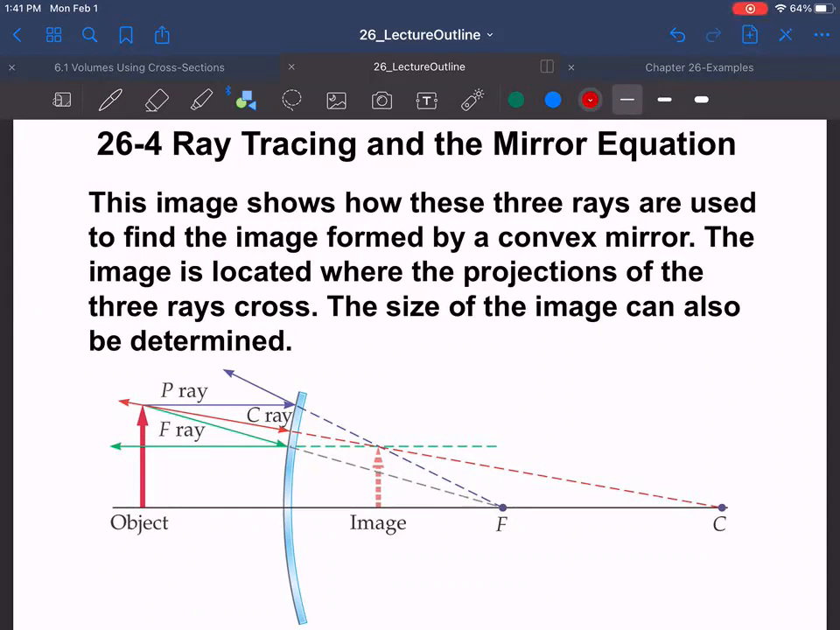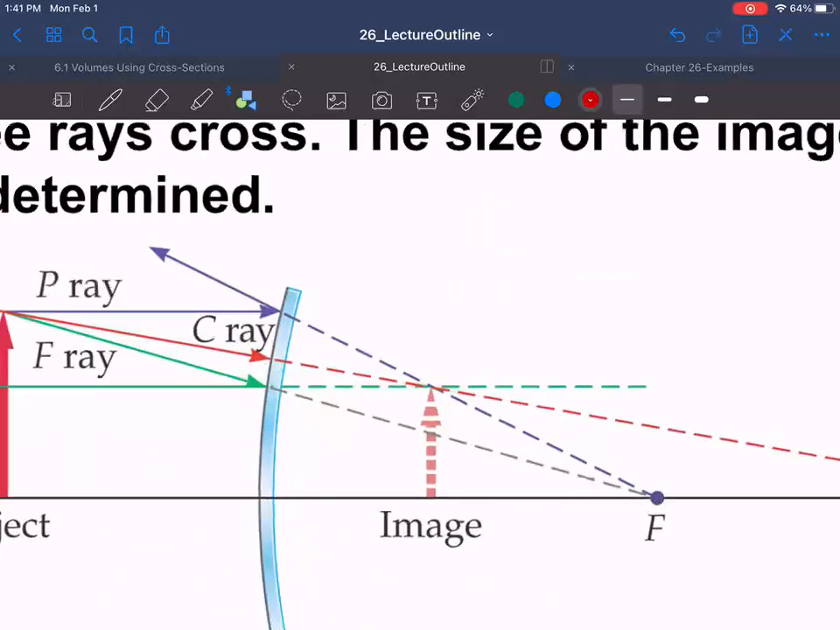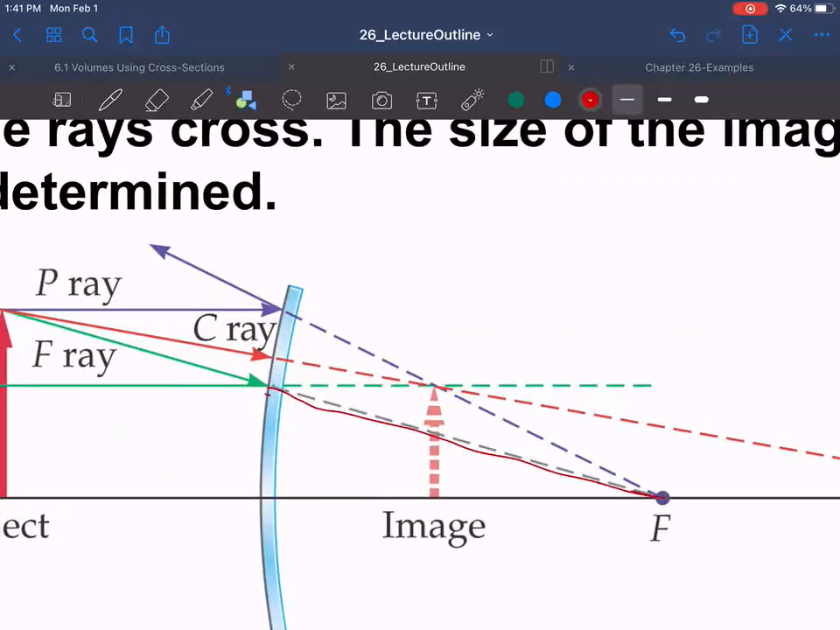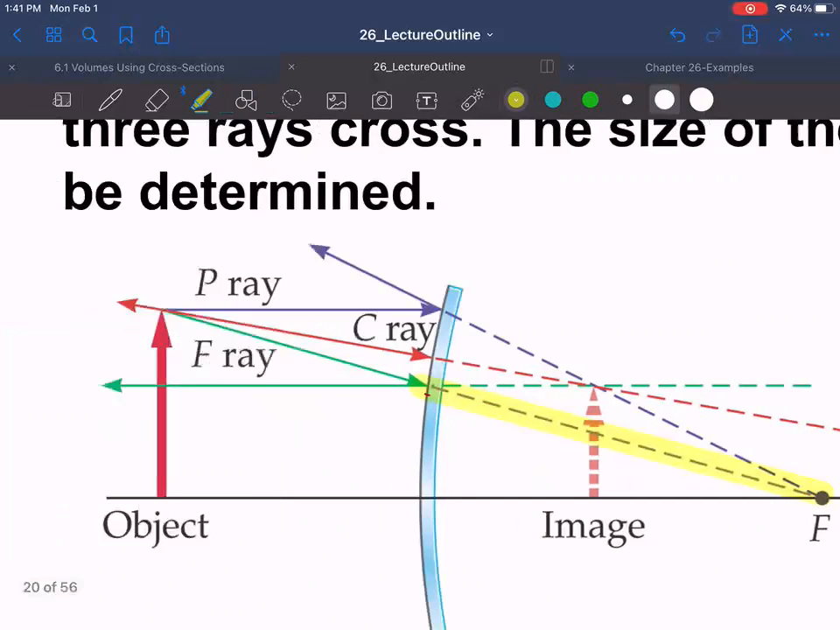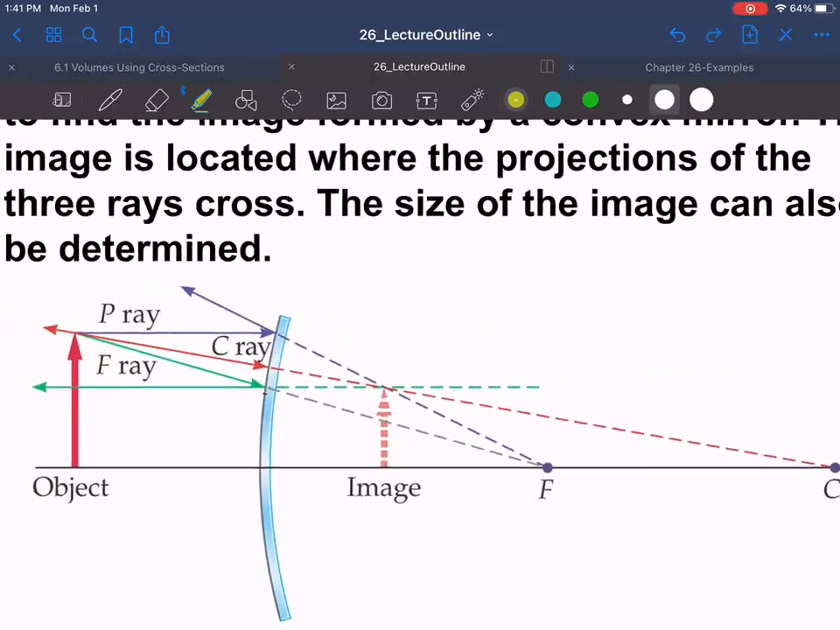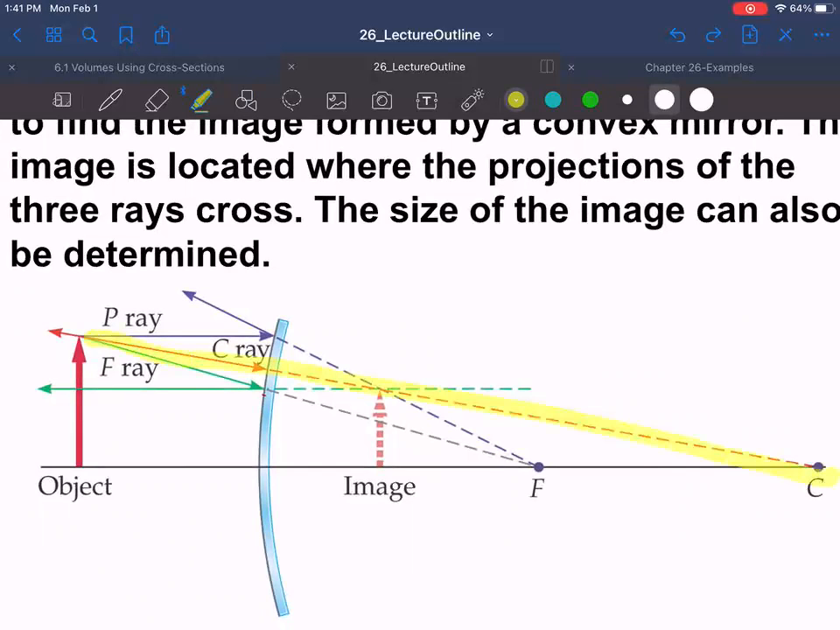A ray that goes in parallel, you can see it there in blue, will reflect away from the focus. Then we have that green ray that goes in toward the focus. The focus is on the back side of the mirror. You can see that green ray coming in. It would continue on along this gray line like that, but instead it reflects back out parallel to the principal axis. And then we have the line that would go through the center. You can see it there in red. It tries to go in through the center, but of course it hits the mirror and reflects back out on itself. So those are our three rays.